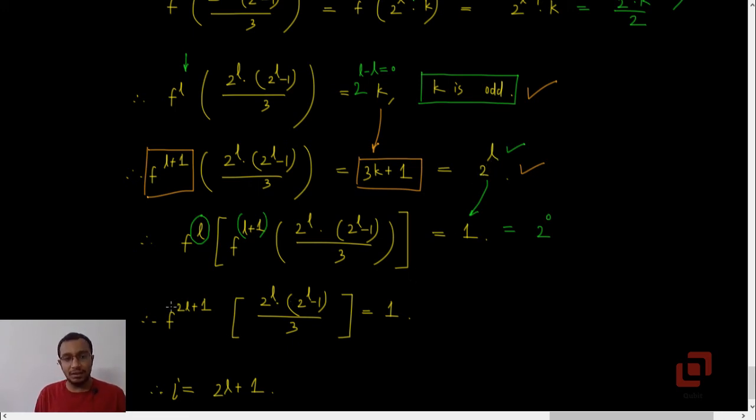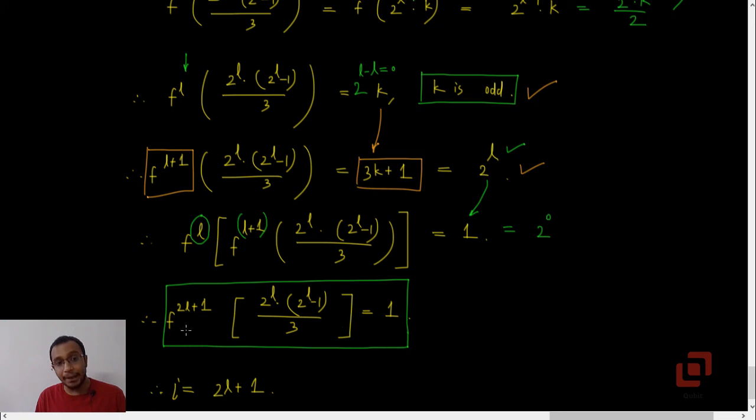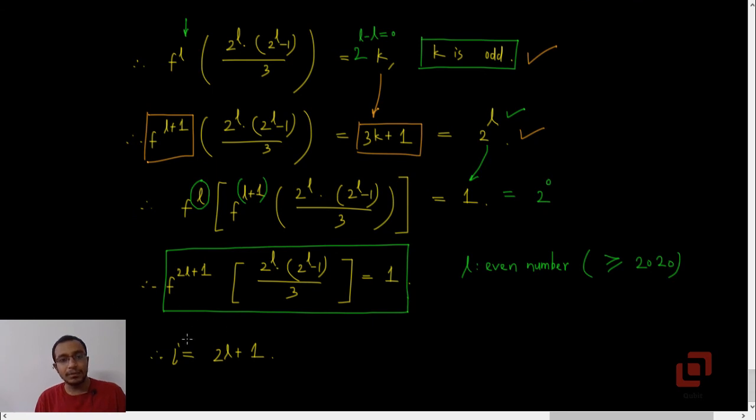Now this has given us the result that we wanted. When f is composed 2L plus 1 times, and when we apply that composition to 2 raised to L into (2 raised to L minus 1) upon 3, where L is any even number, and in our case greater than or equal to 20, but that really doesn't matter. Okay, then we are getting the value of the function as 1, which means the minimum value of i that we should be calculating is 2L plus 1.